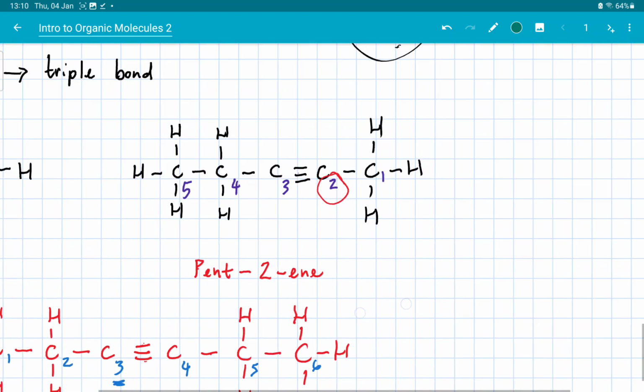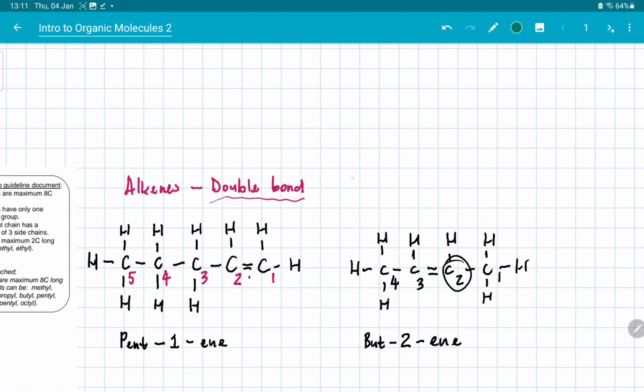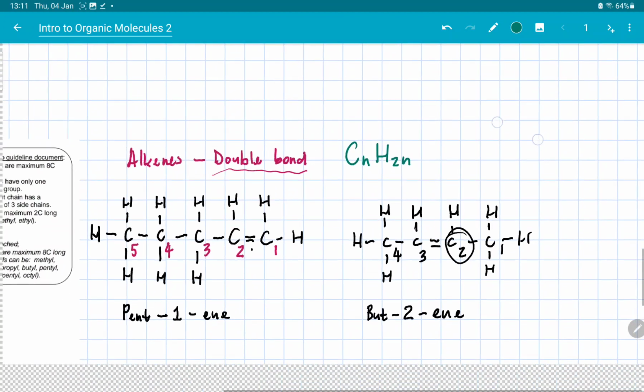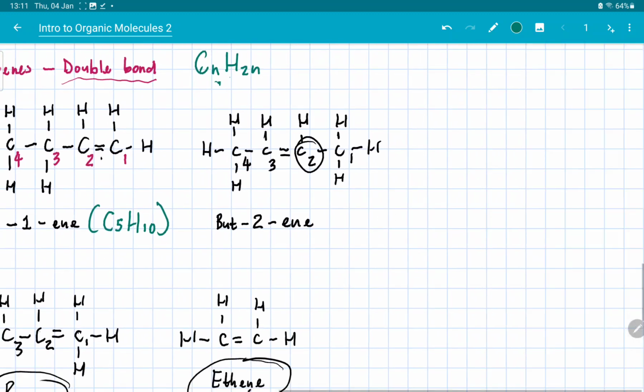Also, one thing I have omitted is the general formula: CnH2n. Remember pent-1-ene? It has 5 carbons, so C5, H 2 times 5 is 10, C5H10. But-2-ene: C4, H 4 times 2 is 8, C4H8. Ethene is C2H4, and you can go and check in the molecules above. You will get the same results.